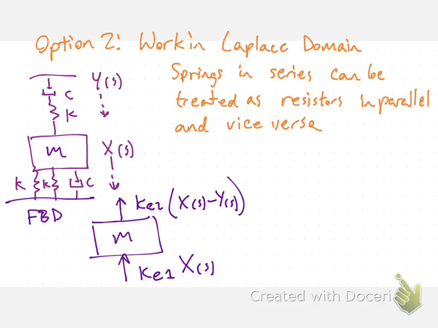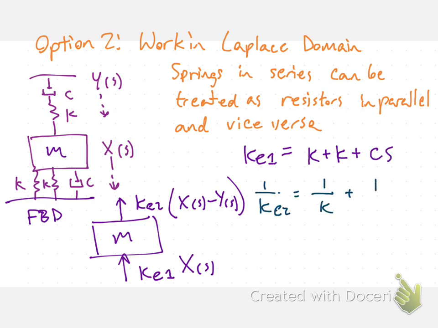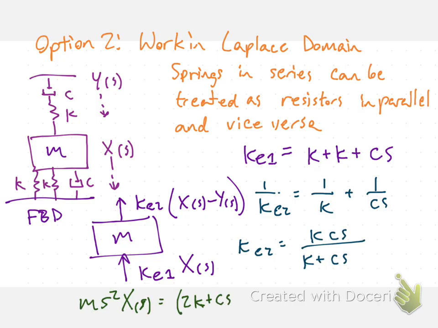And the equivalent spring at the bottom, its springs in parallel can be treated as resistors in series, which means we're just going to add them up. So our equivalent spring can be seen as k plus cs, and then for ke2, we could say the inverse of ke2 is equal to the inverse of our spring element plus the inverse of our damper element, which means that our equivalent spring would be equal to kcs divided by k plus cs.